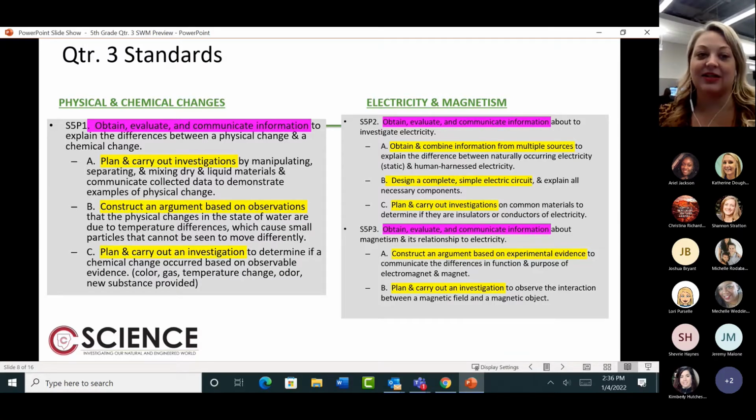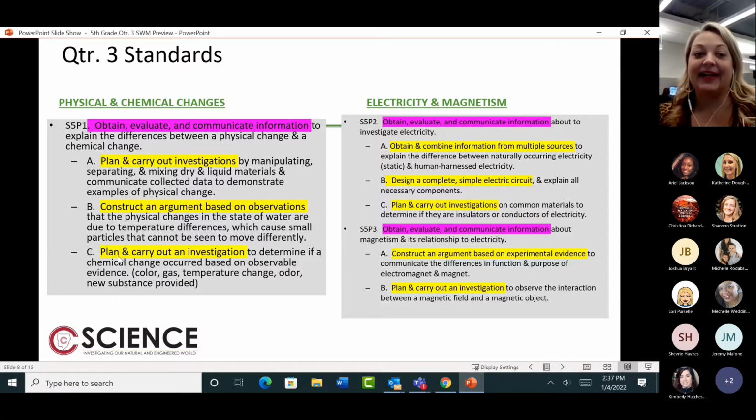If we unpack this, this means that our students need to be able to observe changes in the state of water at different temperatures, and they have to be aware that small particles move differently. So we're going to have to use our bodies, we're going to have to be kinesthetic, we're going to have to pull out some microscopes or find some microscopic images where we can show students the difference between frozen water particles, gas particles, and liquid water particles.